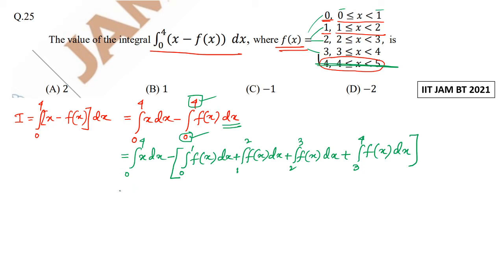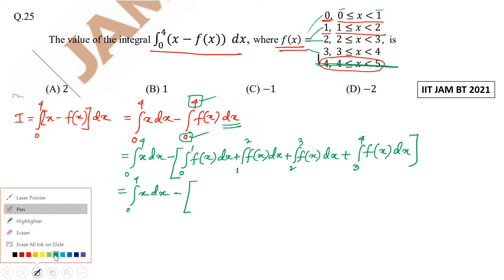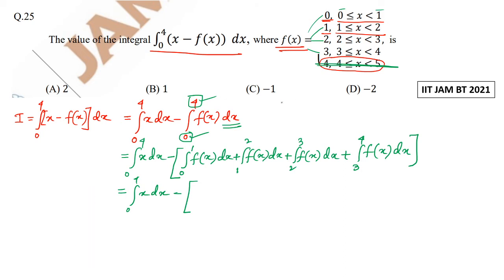Now just write it down: x dx from 0 to 4 minus. Now see that from 0 to 1, the value of f(x) is 0. So when the limit is from 0 to 1, the value of f(x) would be 0. So let's put it down, 0 to 1, f(x) would be 0 dx.